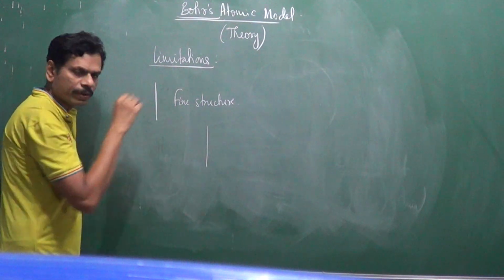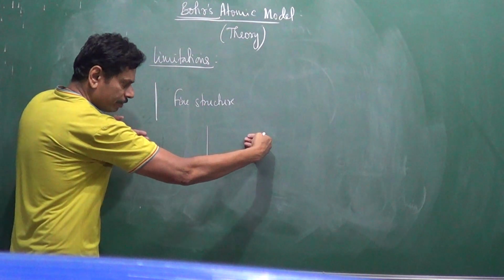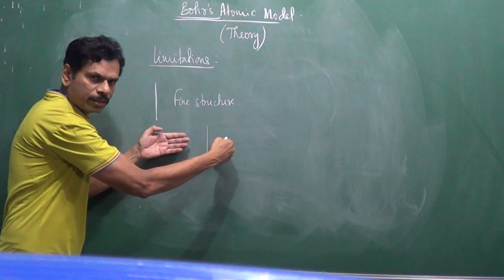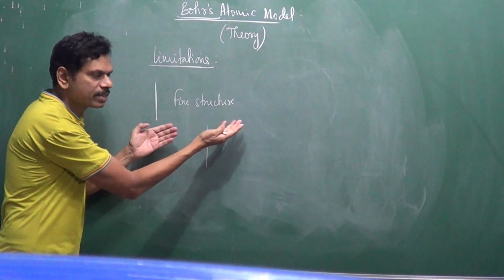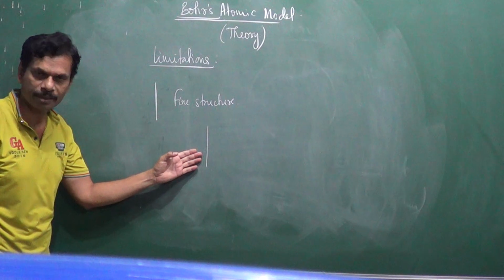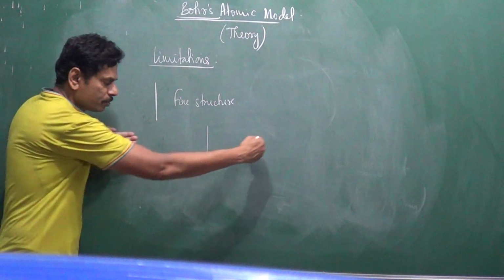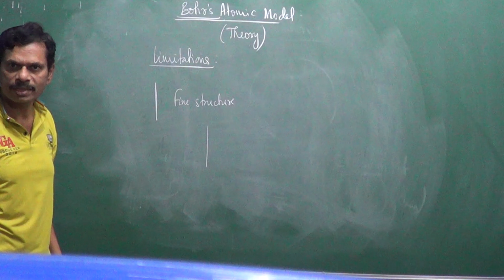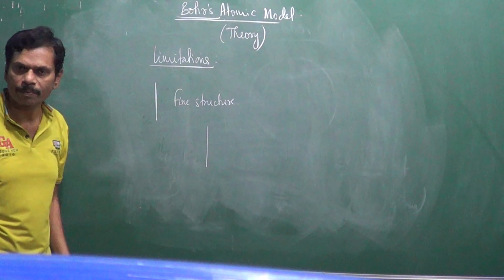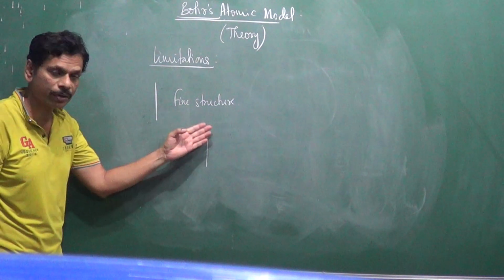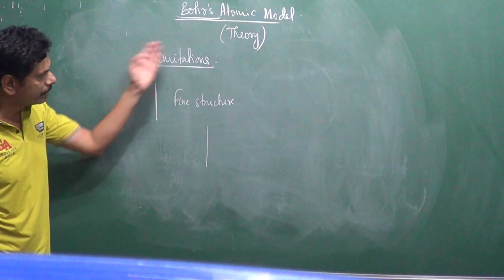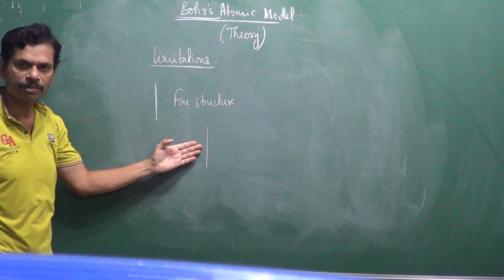If you choose one Balmer line and apply a magnetic field on both sides, the one spectral line splits into more than one, called the Zeeman effect. If you apply an electric field on both sides, one spectral line splits up, called the Stark effect. He could not explain the Zeeman effect, the Stark effect, all these ideas. Therefore, we can say Bohr's atomic model is a failure.